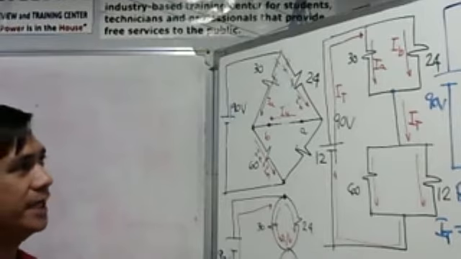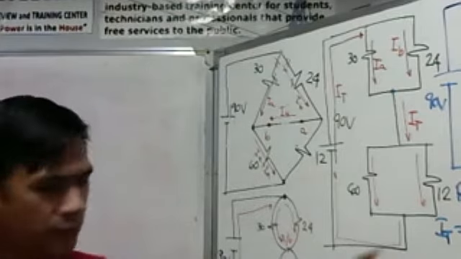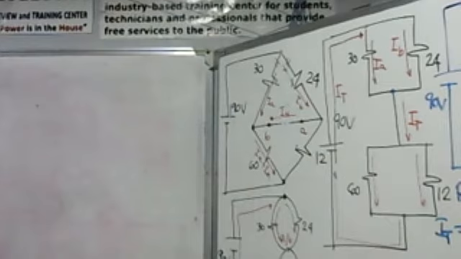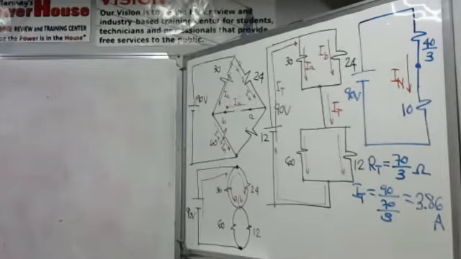I will make use of the current divider theorem. By the current divider theorem, we calculate the value of our I total. What is our I total, by the way? Our I total is 90 times 3, divided by 70, so that is 3.86. That is 3.86, our I total.